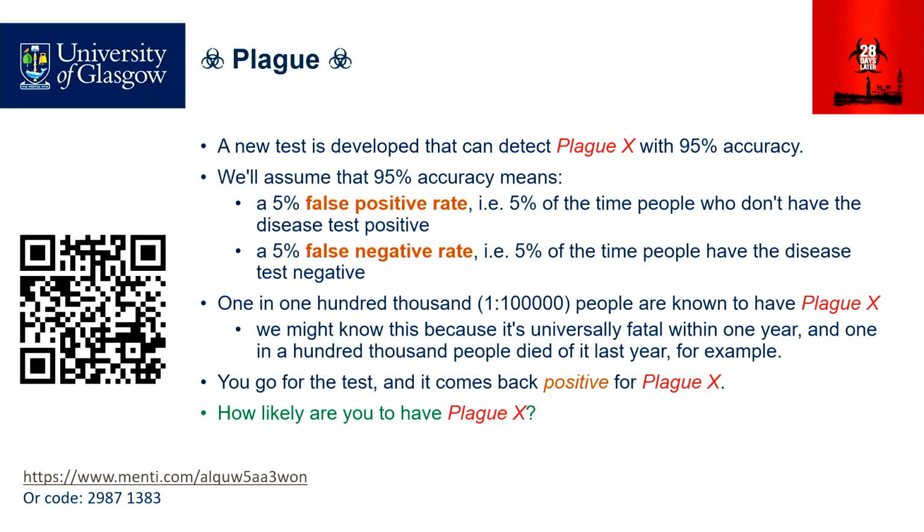Now, let's say that we also know that there is one person in 100,000 known to have this Plague X. Okay, so that's the prevalence of this disease in the population. And how do we know that? Well, there might be several ways. For example, let's say it's universally fatal. You always die within 1 year. So effectively we know that afterwards by counting the bodies.